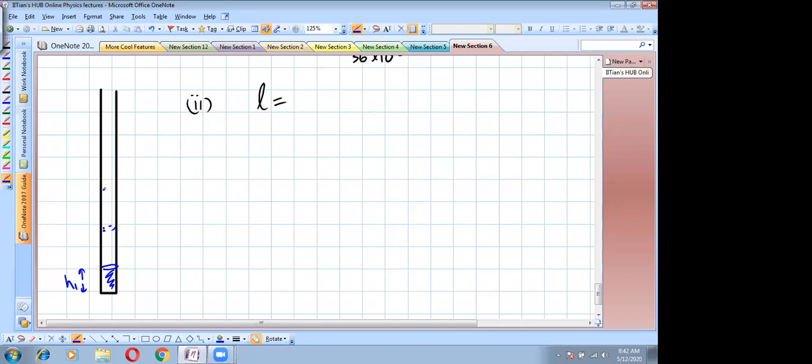Then second, then third, like this. This is, let's say, the ninth resonance. So between first and second, it is lambda by 2. Between second and third, it is lambda by 2. So like that, between 8th and 9th, it is lambda by 2.